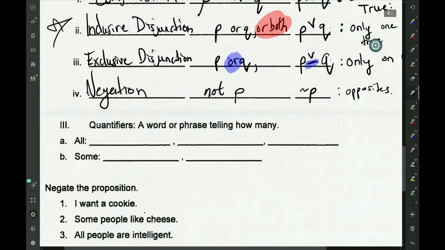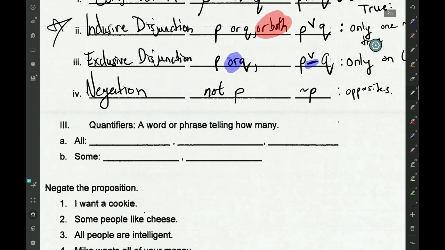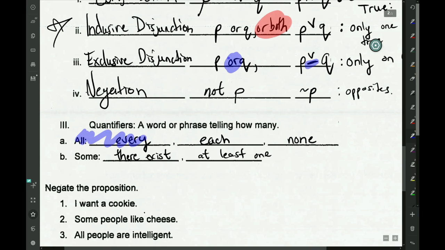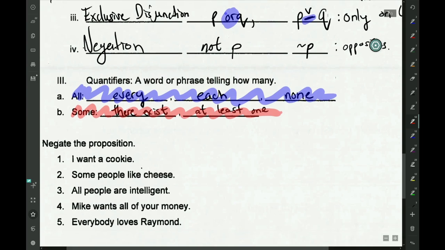Quantifiers are the last thing we need, and those are things like every, each, and none. It says how many things are considered, and also for some things there exist, or at least one. These are all different types of the word all, and these are all different types of the word some. Let's get into some practice here.